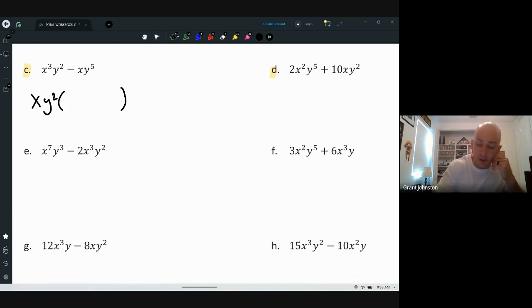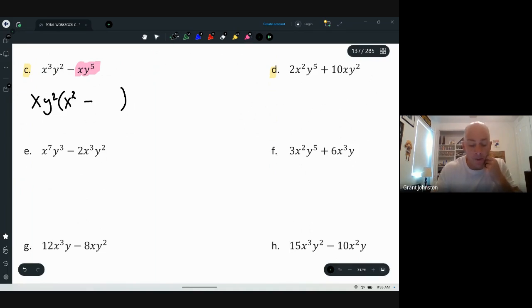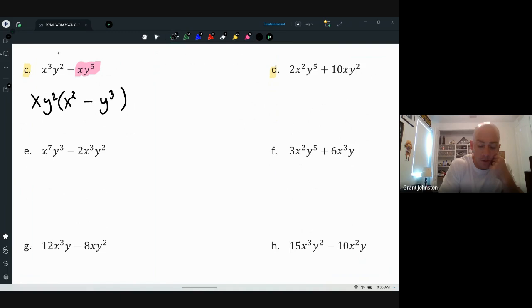So in this first term here, if I factor an x from an x to the third, I'll just have an x to the second. Factoring a y squared from a y squared, I wouldn't have any y's there. On the second term, I won't have any x's because I'm factoring x from an x. There won't be any x's. And if I factor a y squared from y to the fifth, it'll be y to the third.